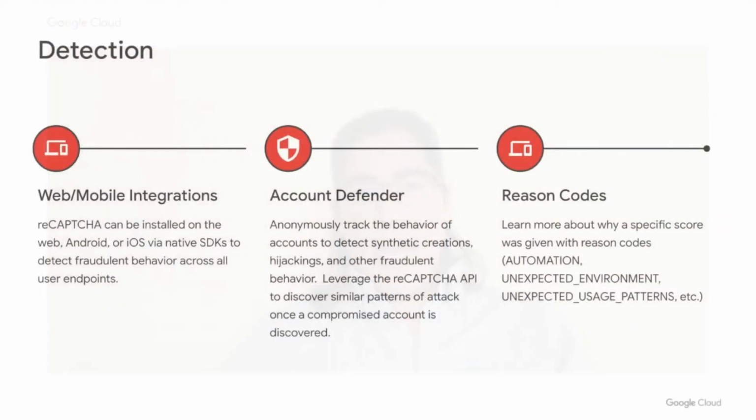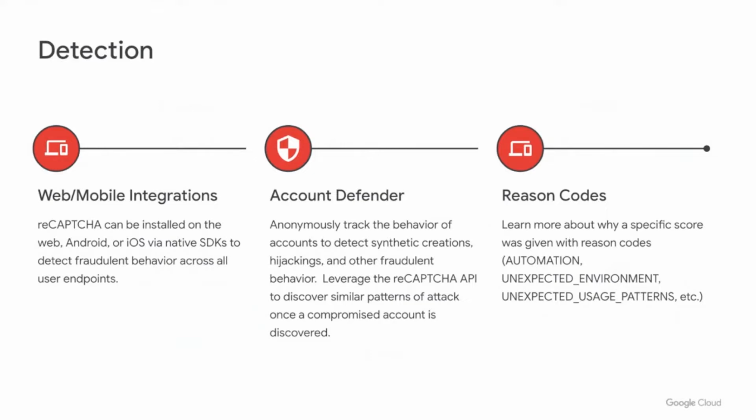The second layer I'd like to go over is account protection. And it really starts at the client layer where we can detect attacks across web and mobile integrations. As I mentioned, reCAPTCHA can now be installed across the web, Android, iOS via native SDKs, or even have detections on IoT devices across a wide variety of non-Android, non-iOS devices. So we can provide that complete protection across all endpoints, that complete visibility to you and your security team.